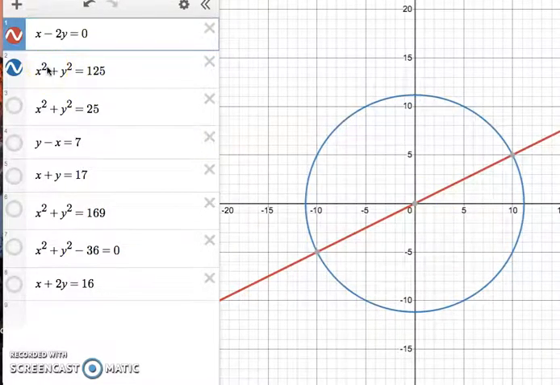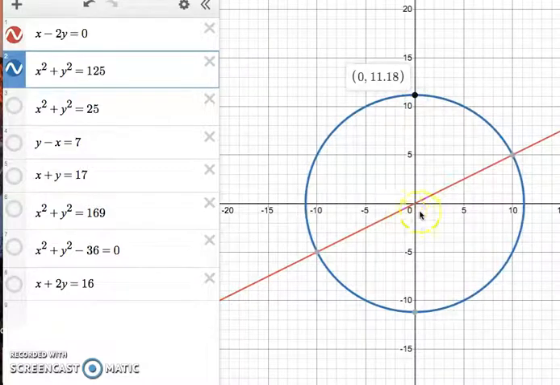For the second equation, we have x squared plus y squared equals 125. Whenever you see this format, x squared plus y squared equals some number, it's going to look like a circle. The circle will have a radius of whatever this is squared. So take the square root of 125, and that will give you 11.18. Checking the circle, you can see that the radius is 11.18.